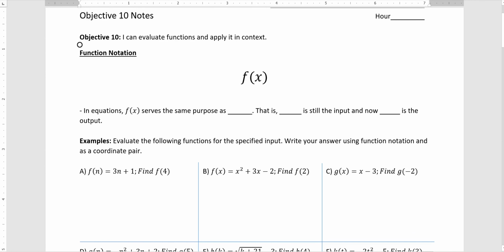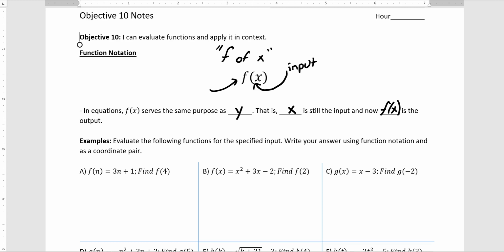So this is what function notation looks like, where it's just f of x. And that's how we say this. We say f of x. Alright. Now, in equations, f of x serves the same purpose as y. So x is still the input, and now f of x is what we recognize as the output. So whatever is in the parentheses is our input.